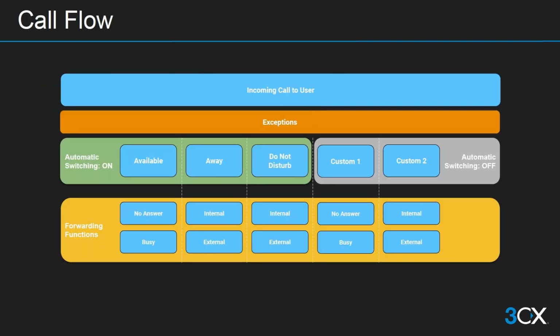Now, the call flow is the incoming call comes to the user. It checks if there are any exceptions available. Then it checks the availability, so the status. If we are on automatic switching, if that is on, it checks if we are on available, away, or do not disturb. If automatic switching is off, it checks if we are custom 1 or custom 2.